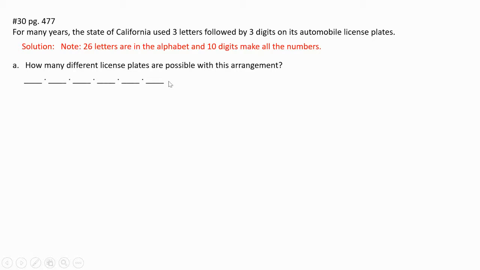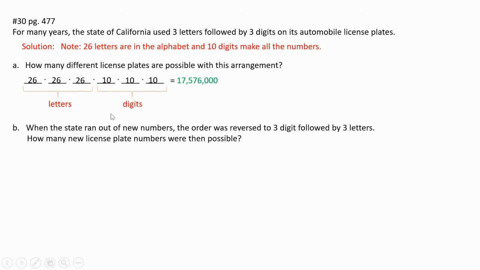So these are my letters and these are my digits. And here, guys, they don't say anything about a restriction. So this will be 26 letters times 26 times 26, and 10, 10, and 10. If you multiply that out, it's going to give you 17,576,000 possible ways.